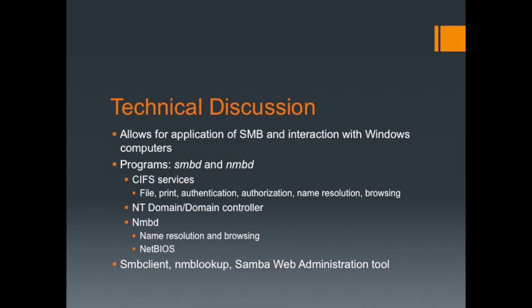Samba has two different programs. These programs are SMBD and NMBD, and what they do is apply the CIFS services of file and print services, authentication and authorization, name resolution, and browsing. The file and print services are actually controlled by the SMBD daemon, and the SMBD will also control the user modes for their authentication, which is why they're actually useful for Samba.